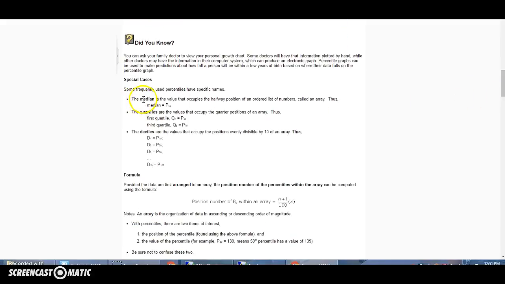So just some things to look at here. The median is halfway in the middle. We have percentiles, but you use different, similar things. The median is right in the middle, so it's the 50th percentile.